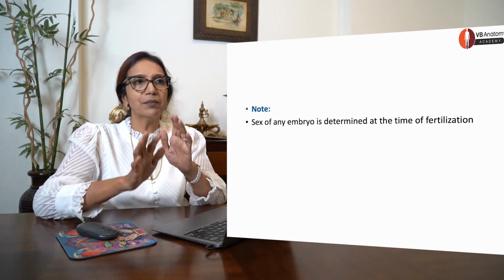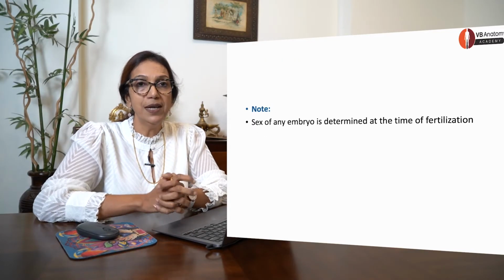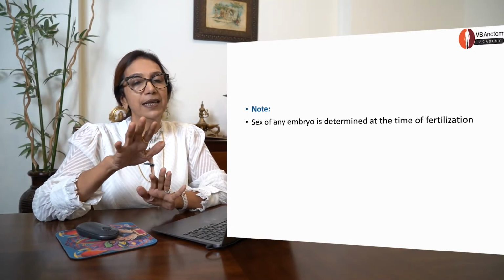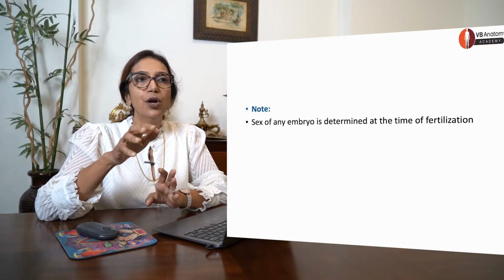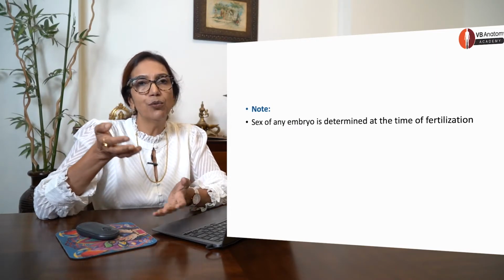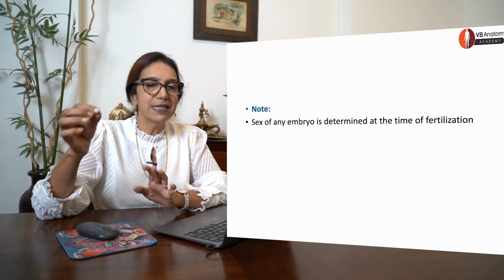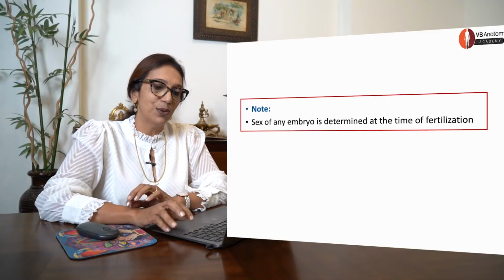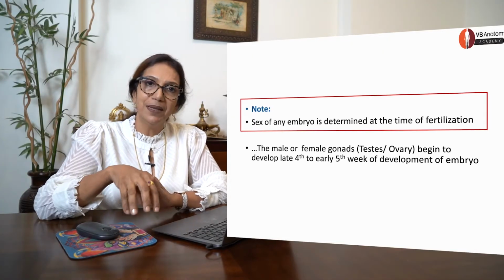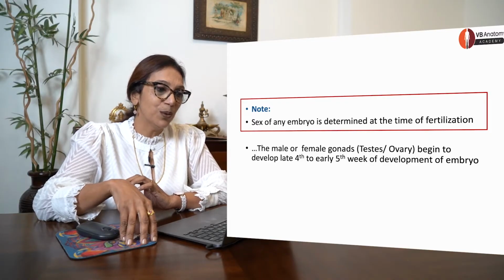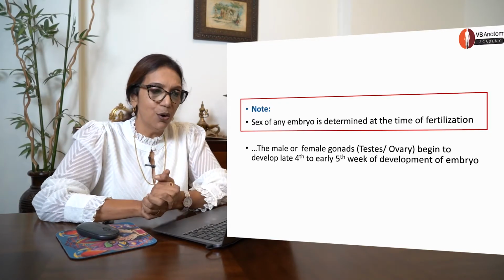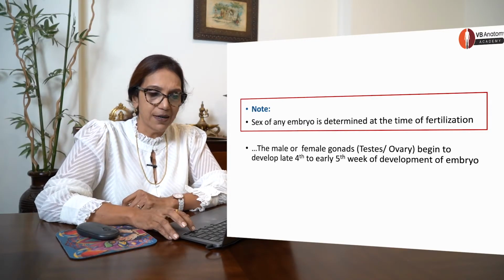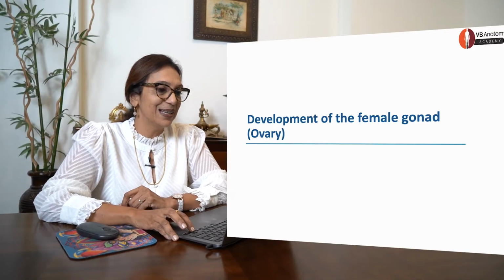Before we get into development of ovary, remember, the sex of any embryo is already determined at the time of fertilization. You need not sit and watch whether it's going to develop into an ovary or testes. The sex is decided and relevant gonad is going to develop. But when is it going to develop and how is it going to develop? That's what we are going to study today. Okay, so around the 4th or 5th week of development, the ovaries or the testes have started to develop. How? Let's take a look.